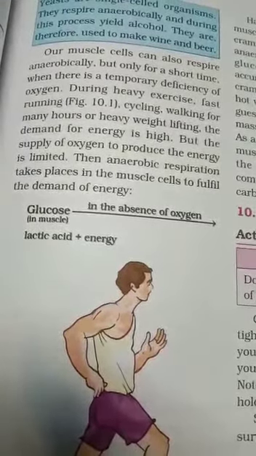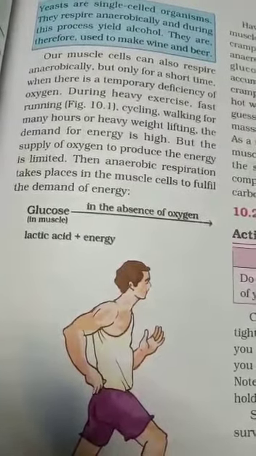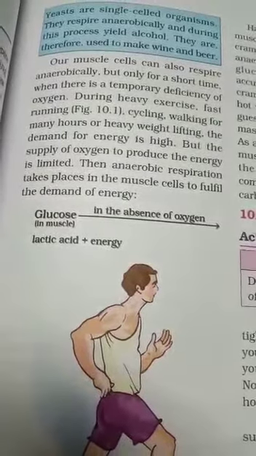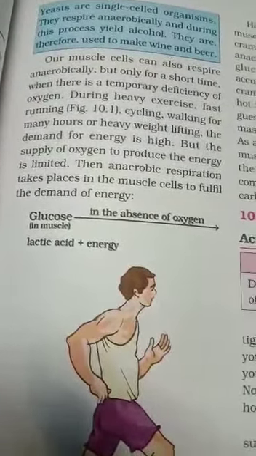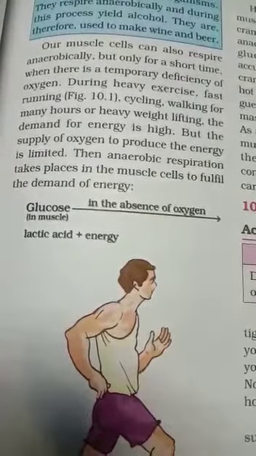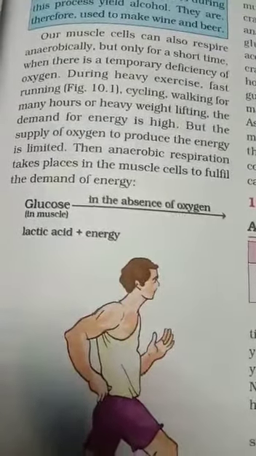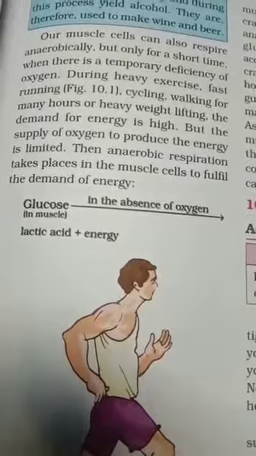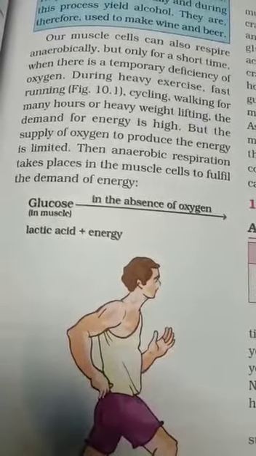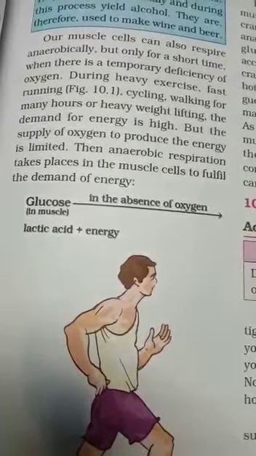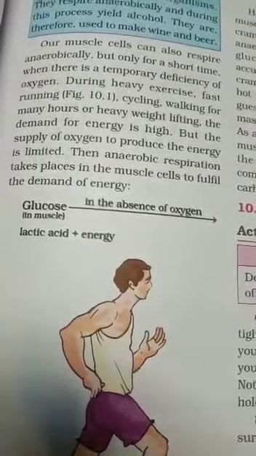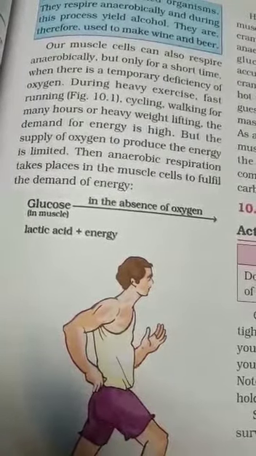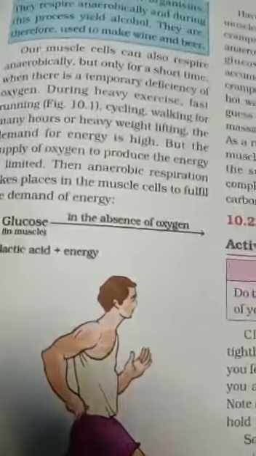How do we fulfill that energy? Whenever sportsmen do heavy, hard work, they immediately take glucose powder, because glucose immediately provides energy. The equation is: glucose in muscles, in the absence of oxygen, gives lactic acid and energy. The glucose is converted into lactic acid, which provides energy for us. That is an immediate solution, which is why sportsmen and others drink glucose, because it immediately provides them energy.